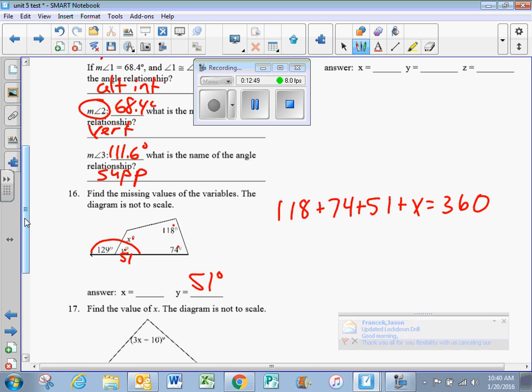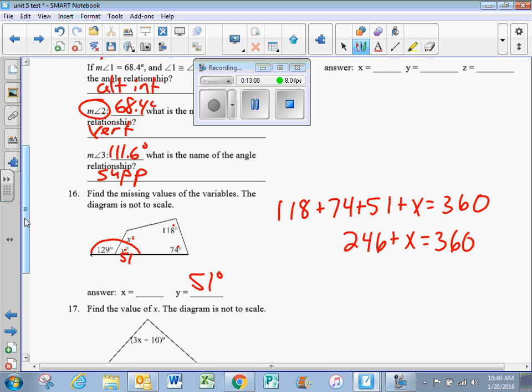So this is 192, 246 plus x is 360. Did I do that right? 180, 192 plus 51. Yeah. And so I subtract 246 from both sides, and what do I get? 114.